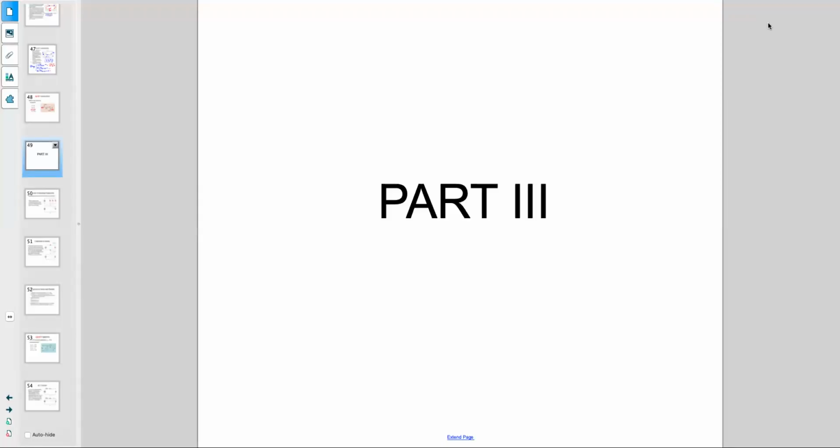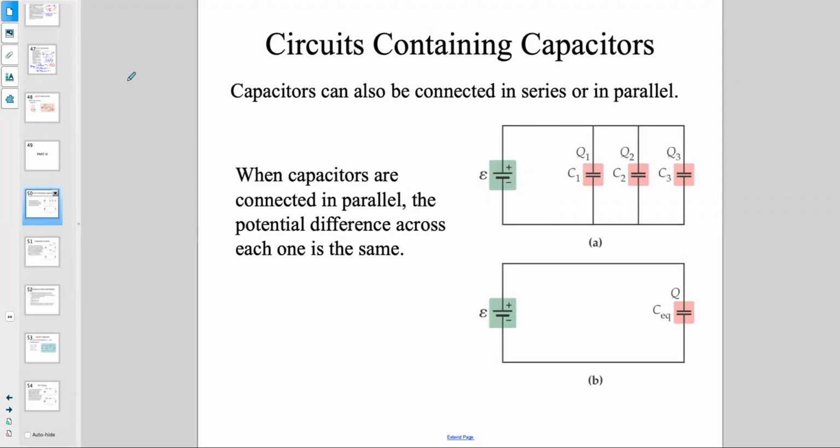Part 3 of Chapter 21. Circuits containing capacitors. Capacitors can be connected in series or in parallel. For example, here we have 3 capacitors connected in a parallel fashion.